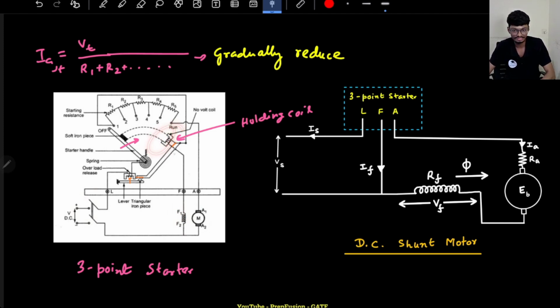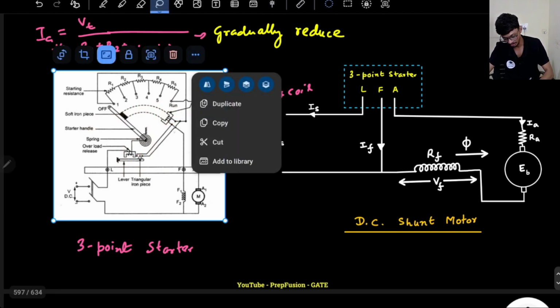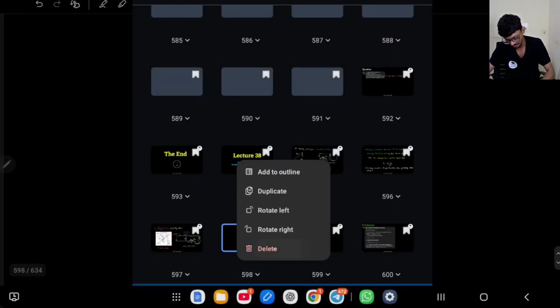So these protection schemes are there: if the supply voltage drops significantly, then this holding coil will release the starter, and if the current goes above a preset value, then also this holding coil will release the pointer, and it will go back to the high resistance state. So that is basically the working. That's it basically for the 3-point starter. I hope we don't need to explain much here.